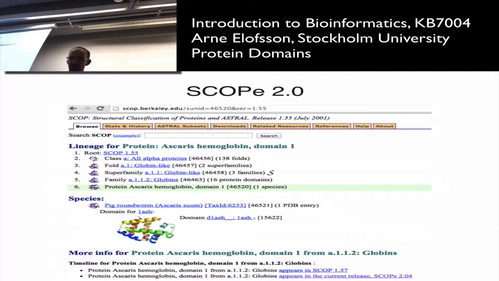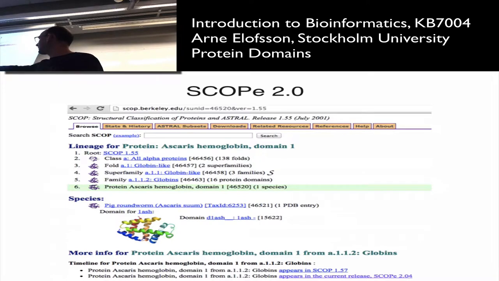And of course it was also a very useful resource. The problem was that it was very difficult to keep updated, because it relied on one person classifying it. And today, when we have a few hundred structures solved every day, it gets quite time consuming. A lot of it can be done manually, but basically it was not up to date.